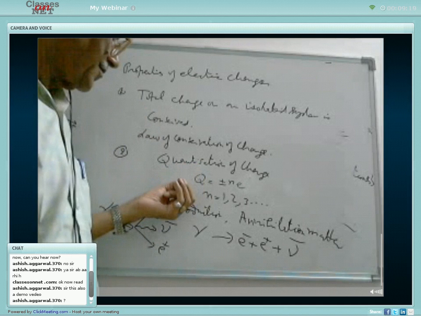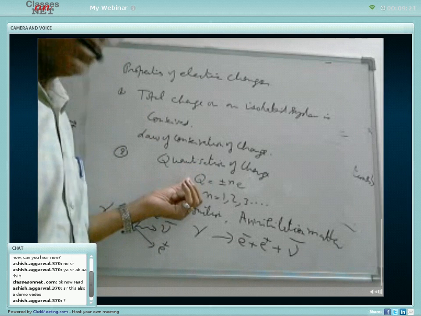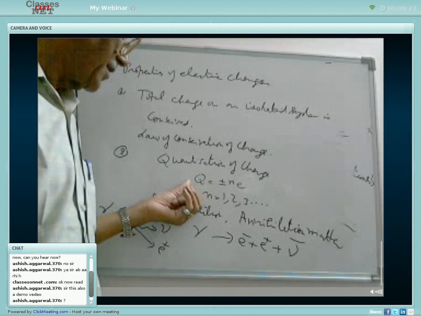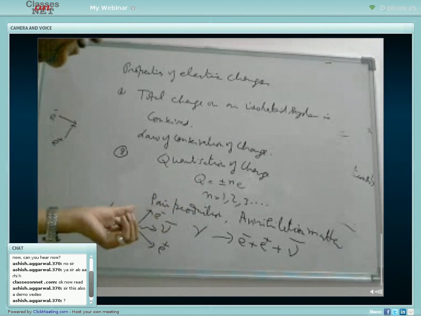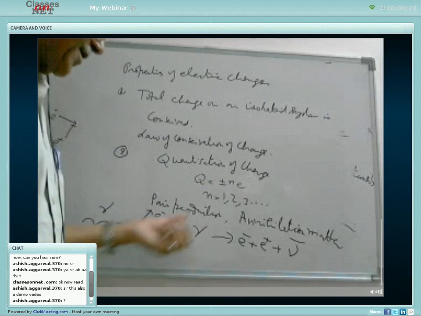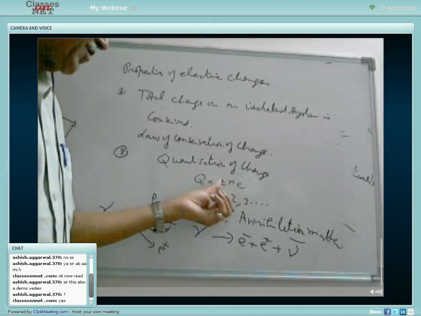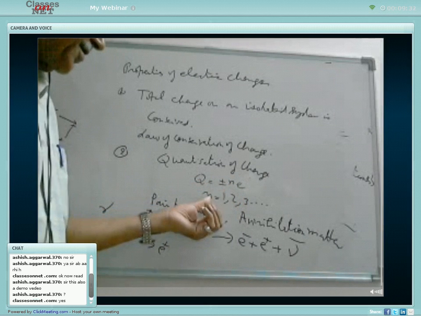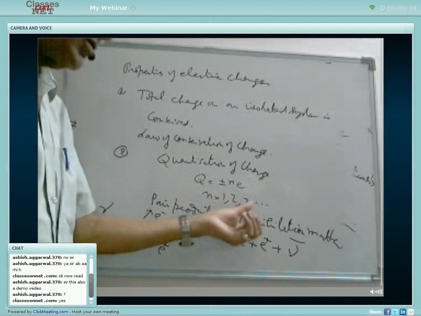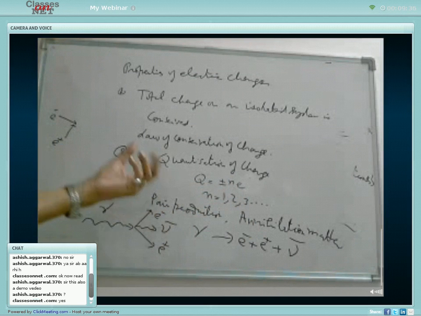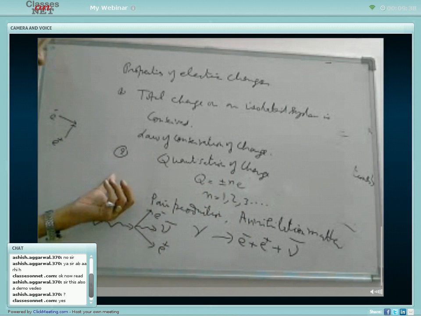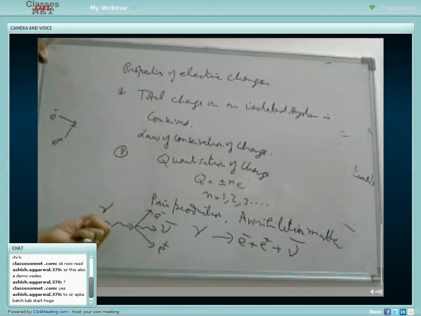Second is quantization of charge. That means the total charge on a system is always some multiple of the charge on the electron. Here in this case we have Q is equal to plus or minus n e, where n is an integral number 1, 2, 3. There are two processes in physics where we verify this law of quantization of charge.